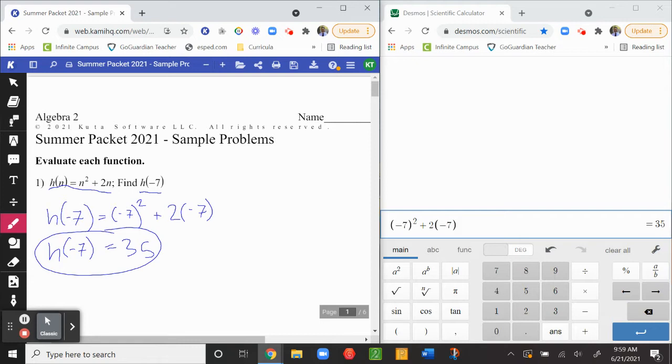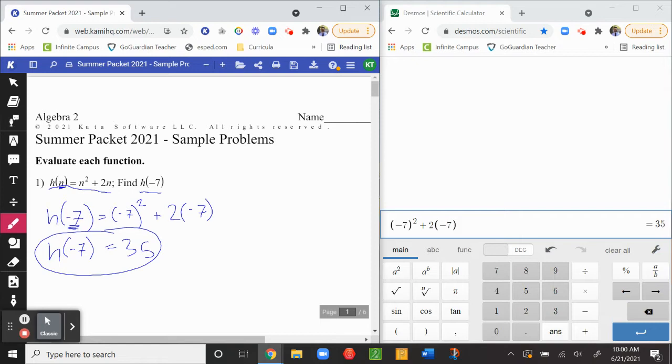So to recap, I read the function rule. In this case, h of n equals n squared plus 2n. Then I look at the input. I'm supposed to input negative 7. So I take the rule and replace all of the n's with negative 7's. Once I have an expression that uses only numbers and operations, no variables, I can simplify that by following the order of operations by hand or by typing it carefully into a calculator. Either way, I should get an accurate output. In my final statement, h of negative 7 is 35.